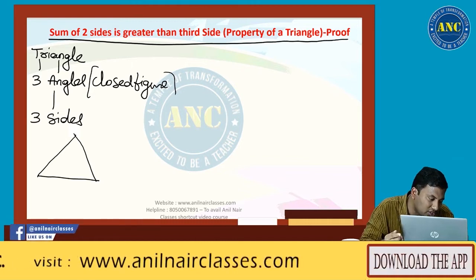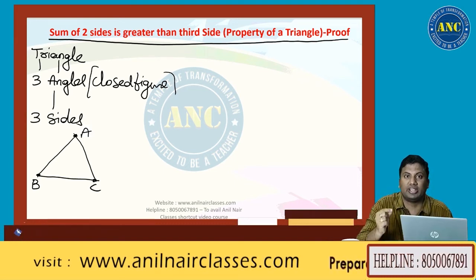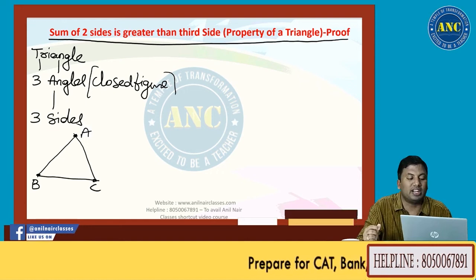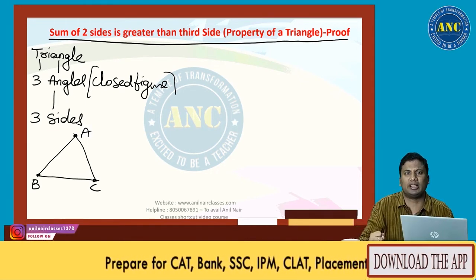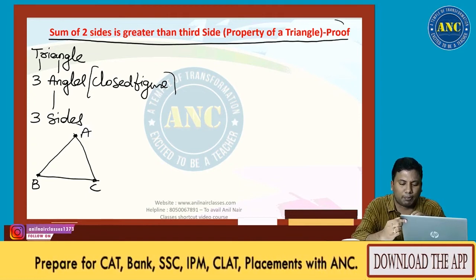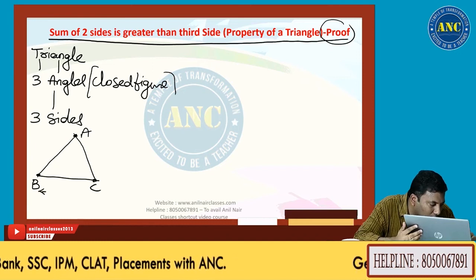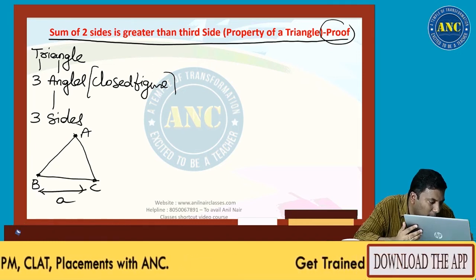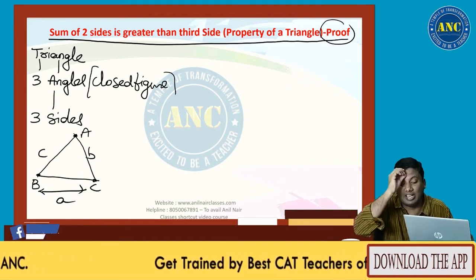If you observe this closed figure, there are three vertices, A, B and C. For the three sides to form a triangle, textbooks generally say that the sum of two sides is greater than the third side. Why should the sum of two sides be greater than the third side? Let us discuss the proof. Opposite to capital A is small a, opposite to capital B is small b, opposite to capital C is small c.